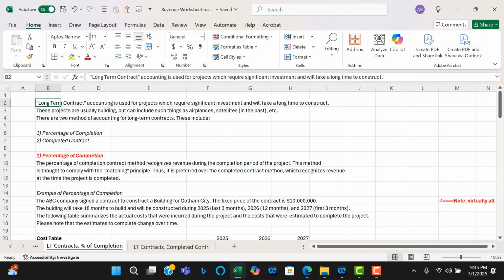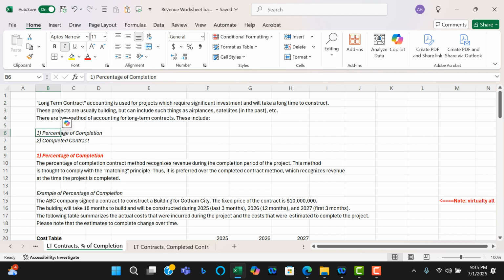So if a contract is fixed at 10 million, their costs have to be below 10 million for the contractor to make a profit. And if their costs are over 10 million, well, they're going to lose money. Okay. And so there's two ways to account for these types of contracts.